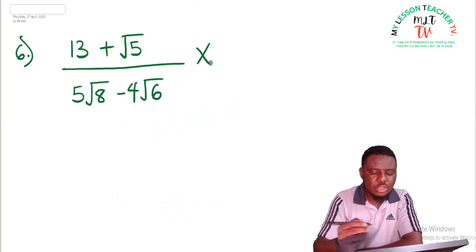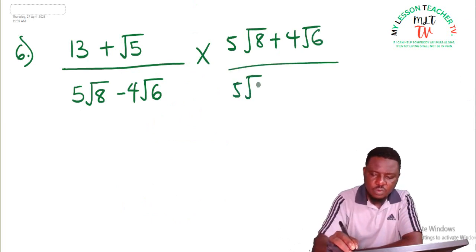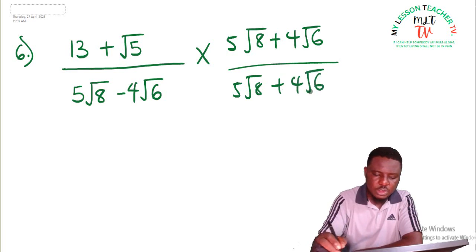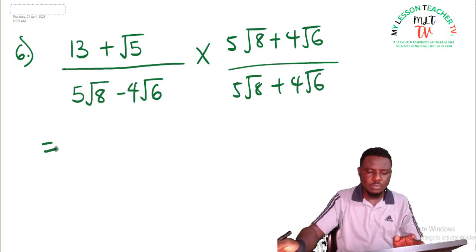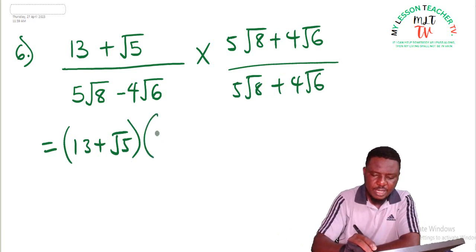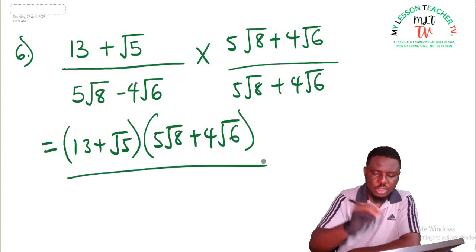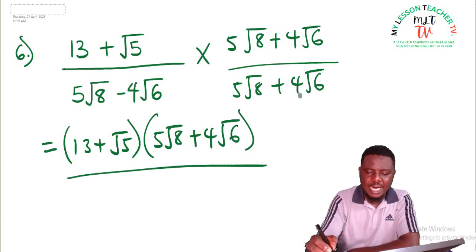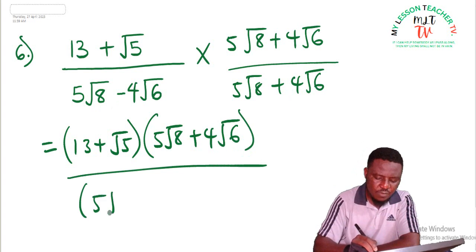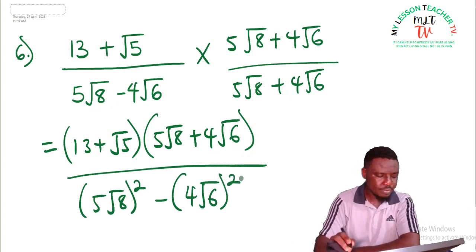Question 6. We also multiply both the numerator and denominator by the conjugate of the denominator, which is 5 root 8 plus 4 root 6 divided by 5 root 8 plus 4 root 6. When you simplify this, you are going to have bracket 13 plus root 5 times bracket 5 root 8 plus 4 root 6. All you need to do is just to follow the method I gave you and apply the idea of difference of two squares at the denominator. You have 5 root 8 squared minus 4 root 6 squared.